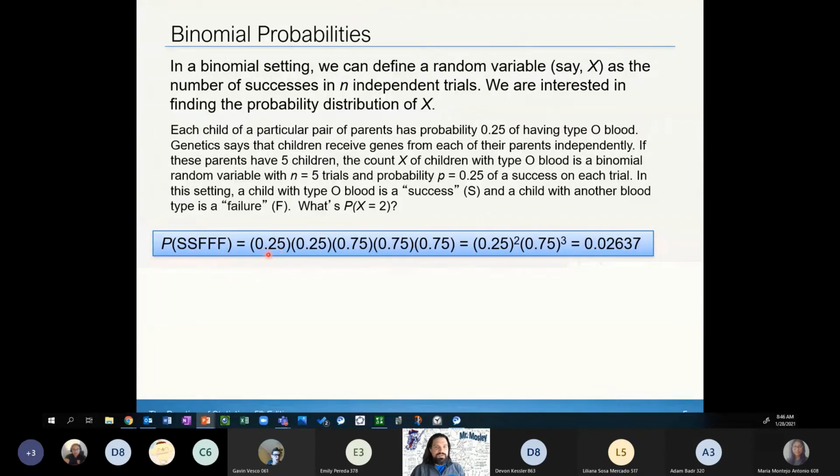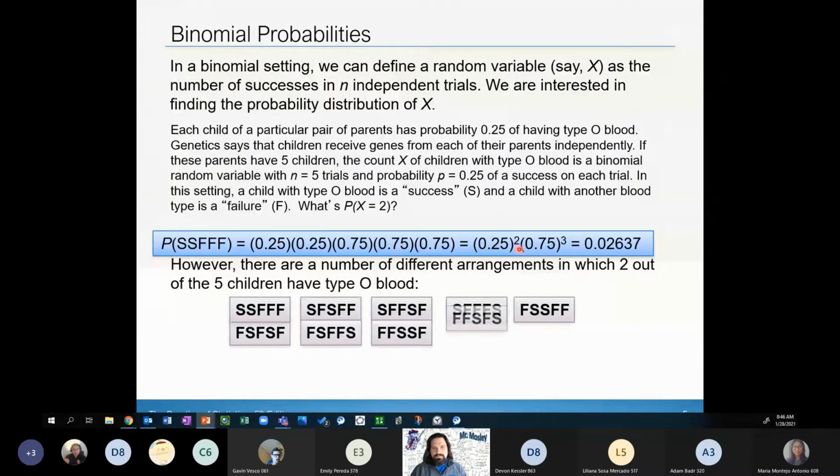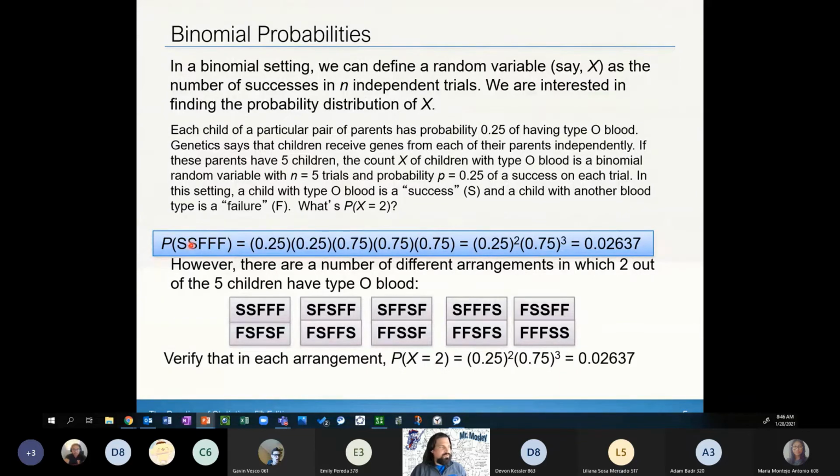Probability of having the first kid blood type O and the second kid blood type O, and the third kid not, fourth kid not, fifth kid not. We multiply these together, we get 0.25 squared times 0.75 cubed, and we get 0.02637, about 2.6%. However, there are a number of different arrangements in which 2 out of the 5 children have type O blood. This is only one of 10 possibilities. Finding the probability of one of these possibilities is not the answer.